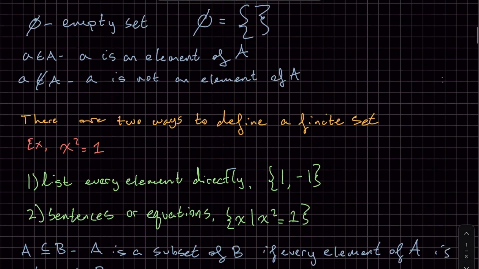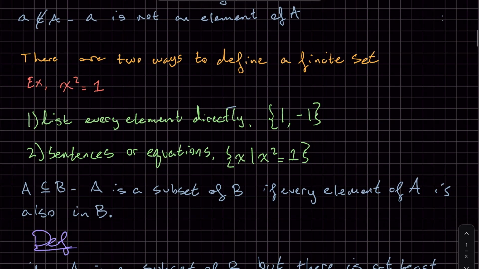There are two ways to define a finite set, and we're going to use an example. The example here is x squared equals 1. Now, there's a list of numbers that satisfy this expression. The first way to define a finite list with all of those elements is to list every element directly. In this case, it would be the set containing 1 and negative 1.